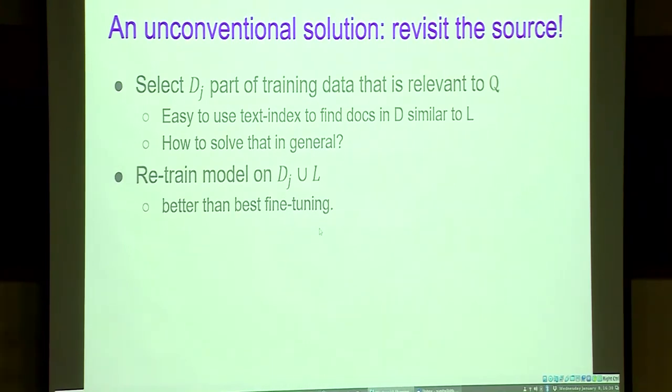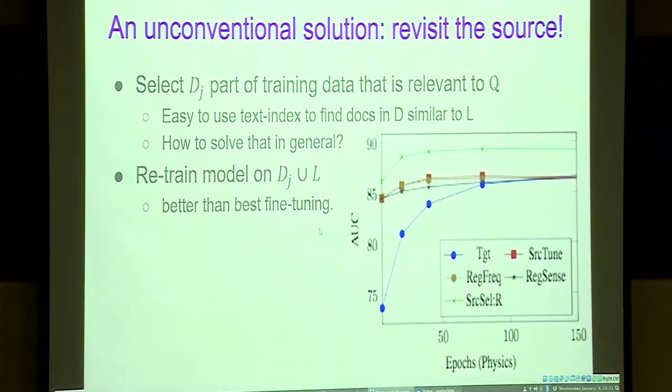And finally, we just gave up and said, for text documents, since Wikipedia is a public corpus, let's go ahead and use standard IR methods to use a text index to find the documents in your training data, the original Wikipedia corpus, which is similar to the small number of physics documents that you have in hand. We don't know how to solve this in general for arbitrary instances, but for text documents, we know how to go after the subset of the training data that is relevant to your current domain. And now you retrain your model on the union of these two documents. And that does surprisingly better.